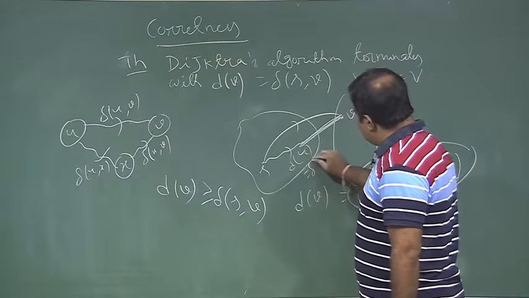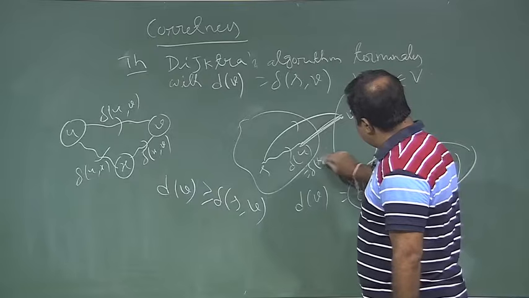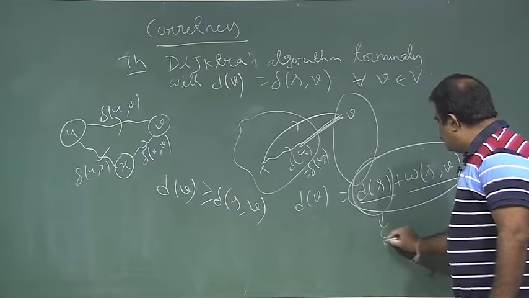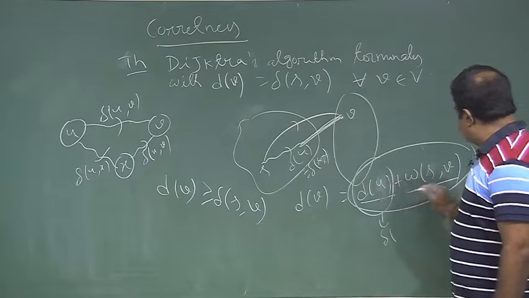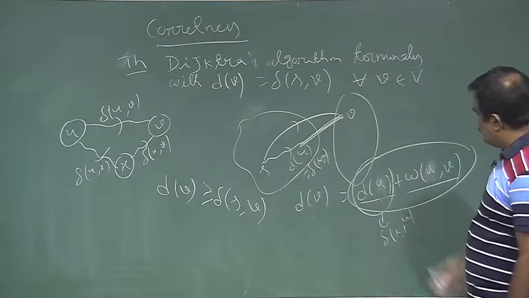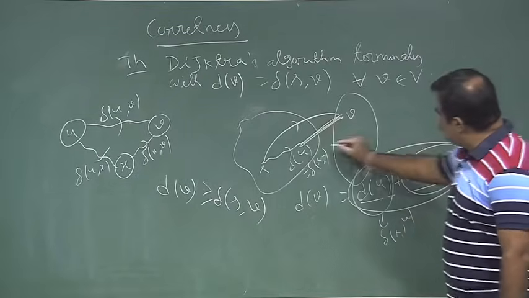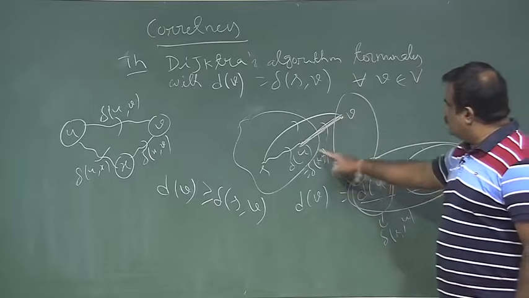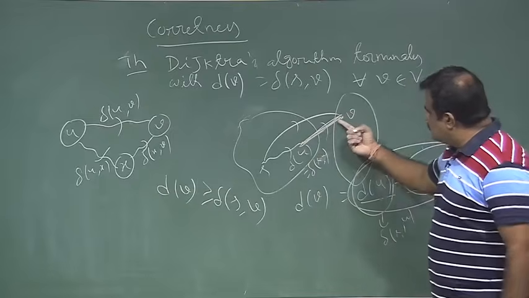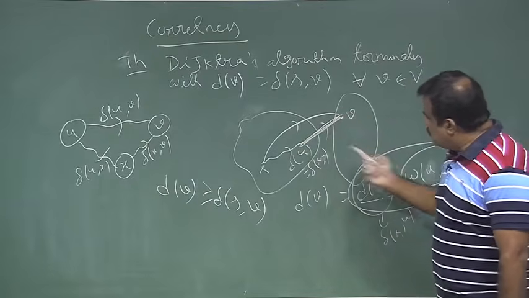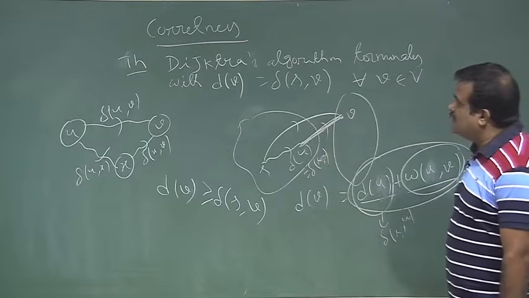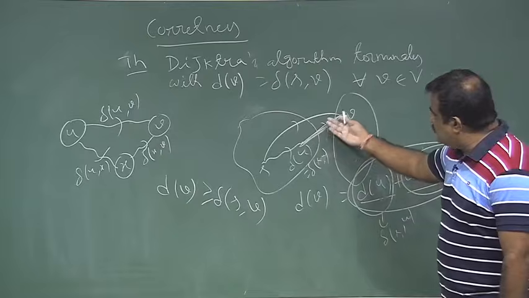So this is basically delta of s comma u, because this is the assumption we are making. Sorry, this is d u now. So delta of s comma u by the induction hypothesis, and this is the direct path. So this is the shortest path from u to v. So this must be less than the shortest path. The shortest path must be less than this.